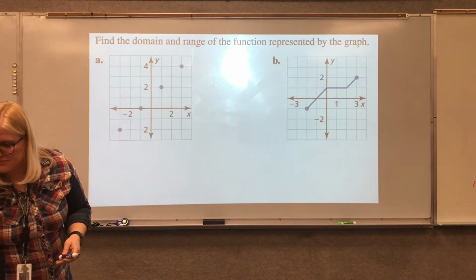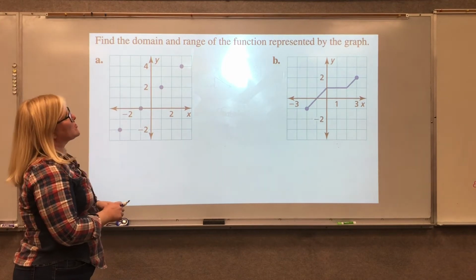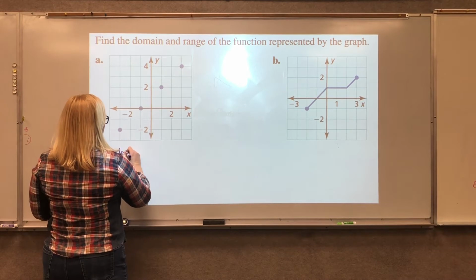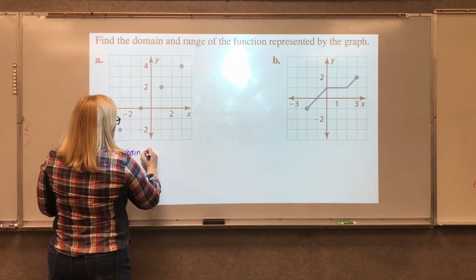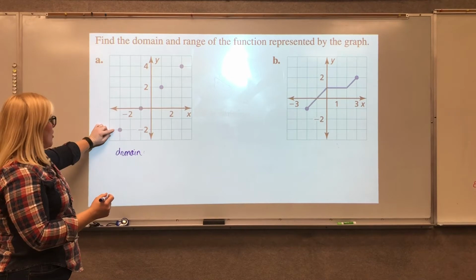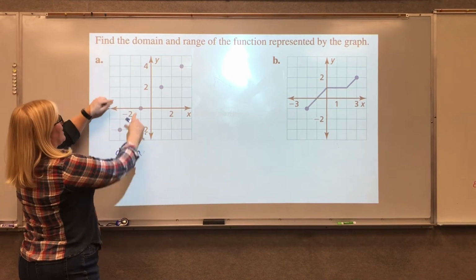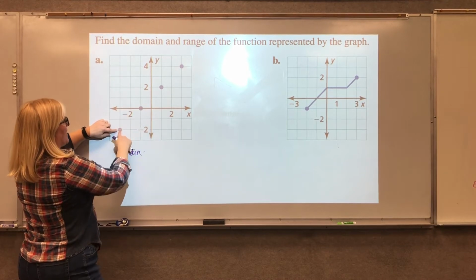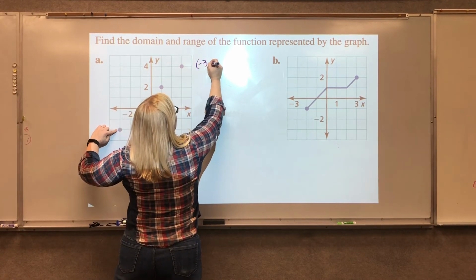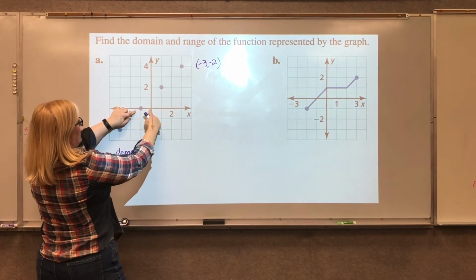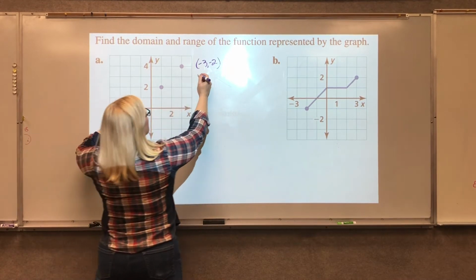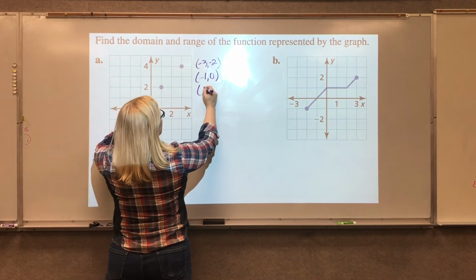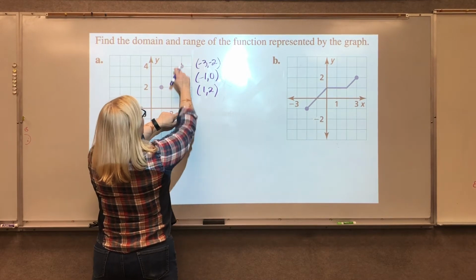All right, so find the domain and the range of the function represented by the graph. So I have to remember that my domain is my x values. So if I look at my coordinate pairs here, I've got (-3, -2), (-1, 0), (1, 2), and (3, 4).